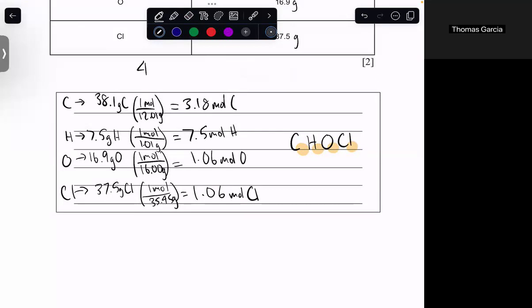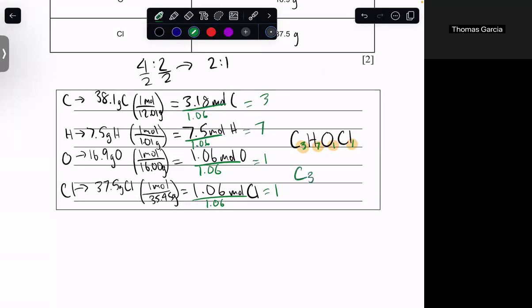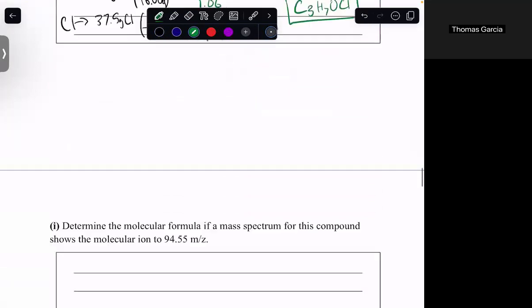So what I meant to say is more like if we have a ratio of 4 to 2, we can divide both sides by 2, and we find out that our ratio is 2 to 1. We're dividing by the lowest value. In this case, our lowest value is 1.06. So we take 1.06, 1.06, 1.06, and 1.06. Turns out that's 3, that's 7, that's 1, and that's 1. So our subscripts are C3H7O1Cl1, or because we don't keep ones, we say C3H7OCl. That is our empirical formula.